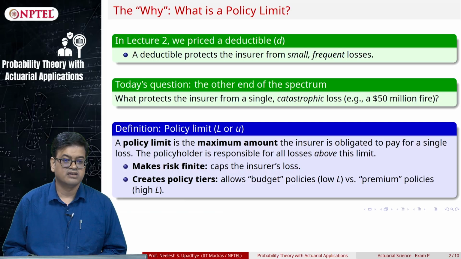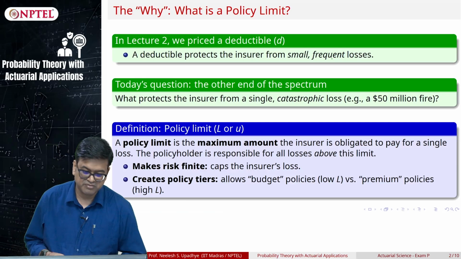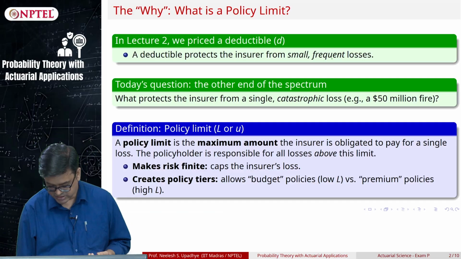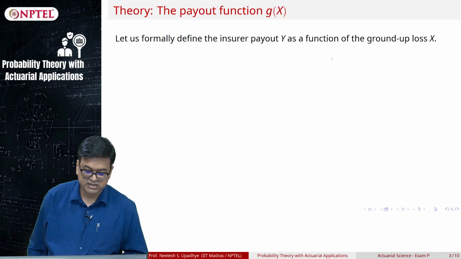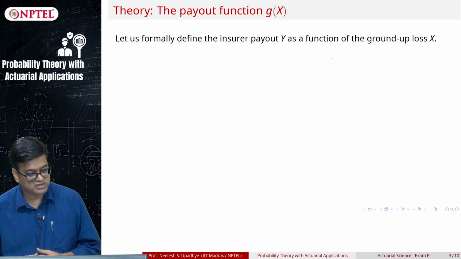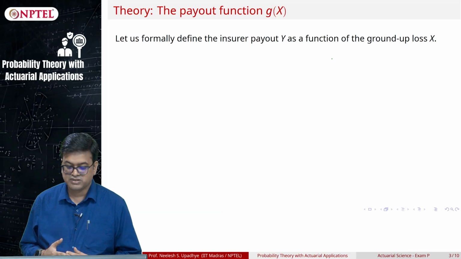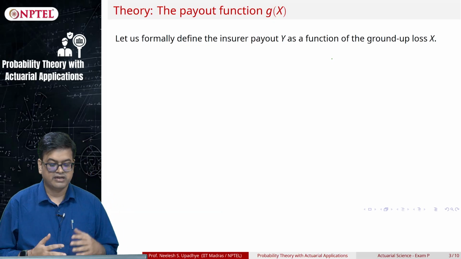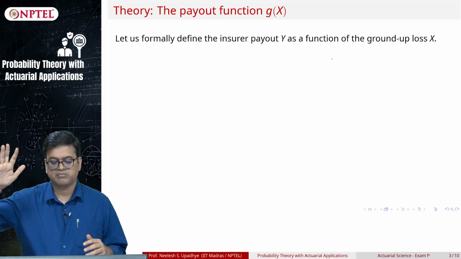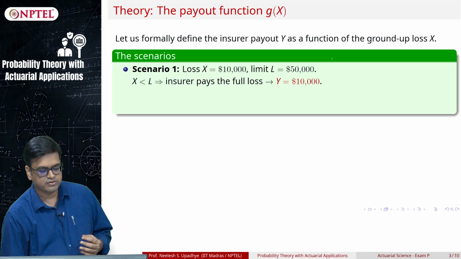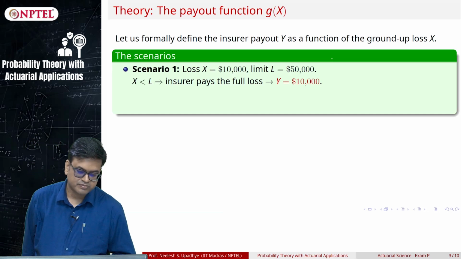Let us understand the theory behind this. Basically, the theory will be about the payout function g(x). Let us understand how to define g(x) for this. First, understand what exactly is happening: there is a ground-up loss and now you are capping that loss at some maximum level. Let us take a few scenarios to make the situation clear.